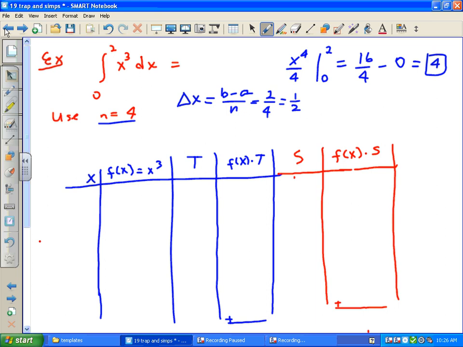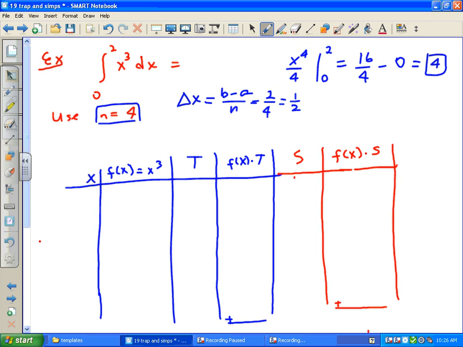They must give us what n is, okay, guys? Otherwise, there are so many ways to do it. You could do 8 partition points. You could do 20. They need to tell you how many you should use. To find delta x, we just take the length of the interval divided by n. In this case, it's 1/2.